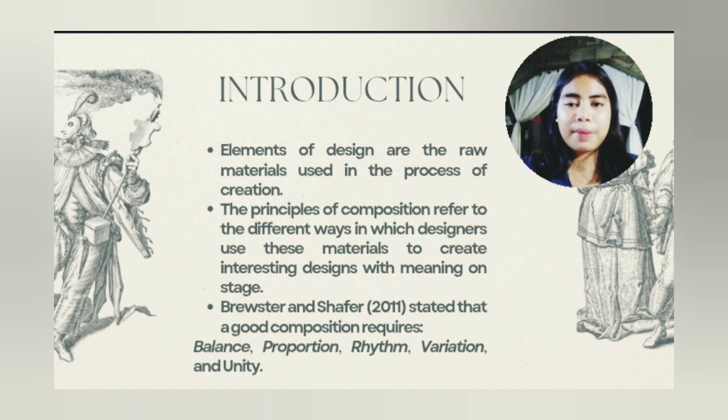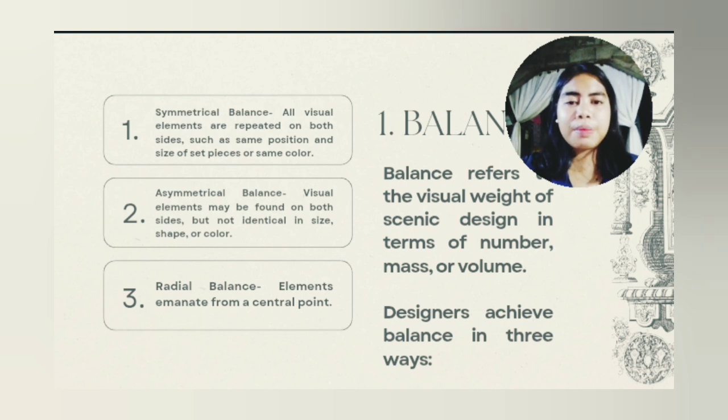Let's proceed to the balance. Balance refers to the visual weight of scenic design in terms of number, mass, or volume. When we say balance, it refers to the visual harmony of a stage design or the equilibrium that an actor finds in their performance. Designers achieve balance in three ways. These three ways are the symmetrical balance, asymmetrical balance, and radial balance.